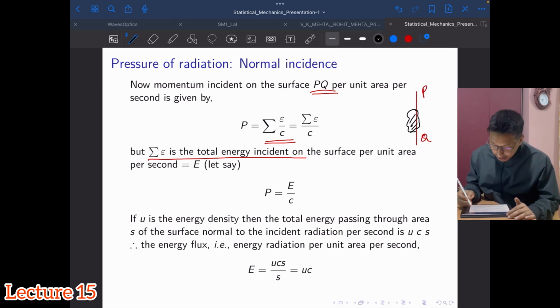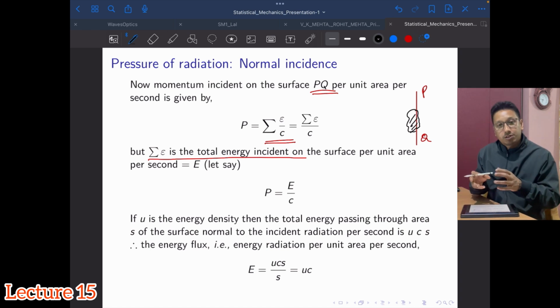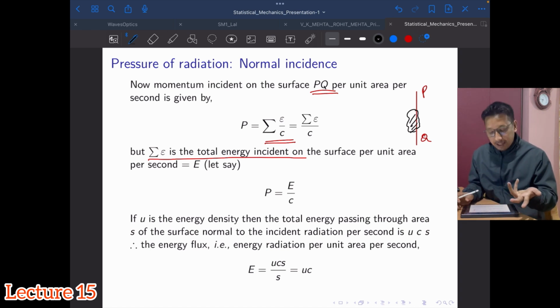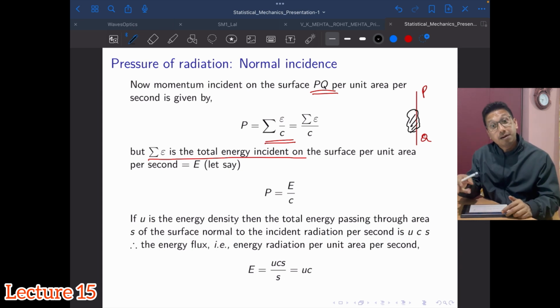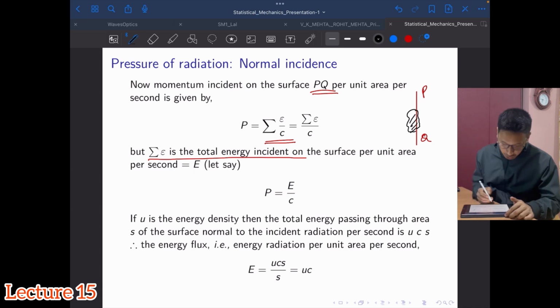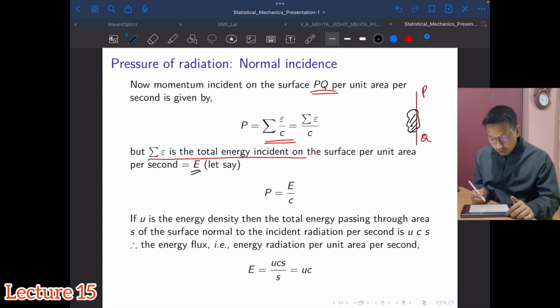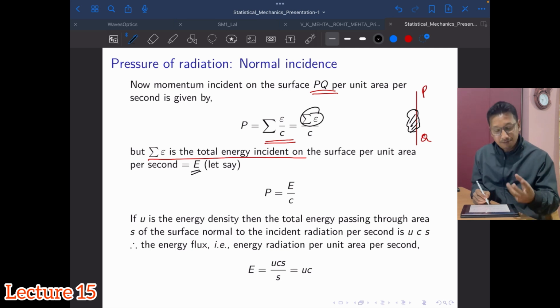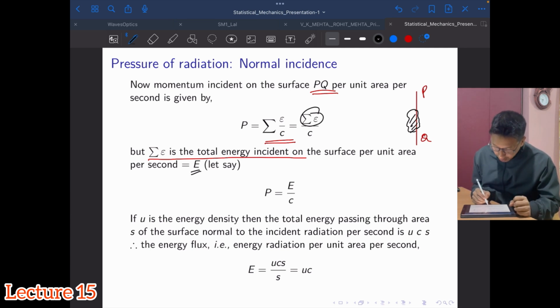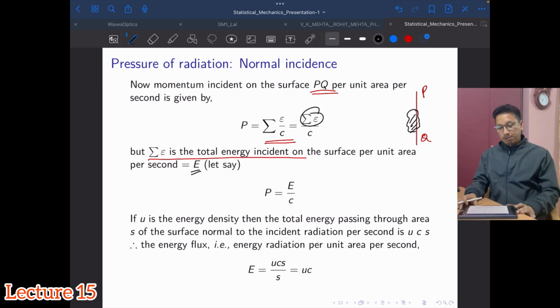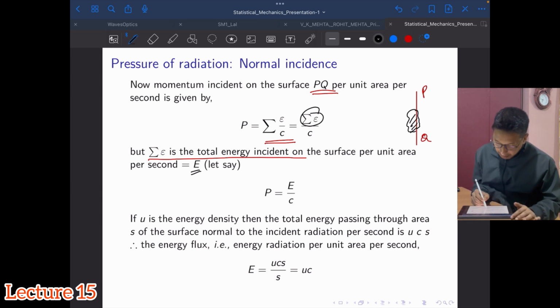The energy of each photon is script E. So if I sum over all the photons falling on this unit area per second, that will give you the total energy incident on the surface per unit area per second. Let's say that energy is E. If I substitute this E in the formula I have written here, capital P, the total momentum incident on the surface, is capital E by C. Now this part you have to understand: the momentum transfer to the surface is given by this capital E by C.